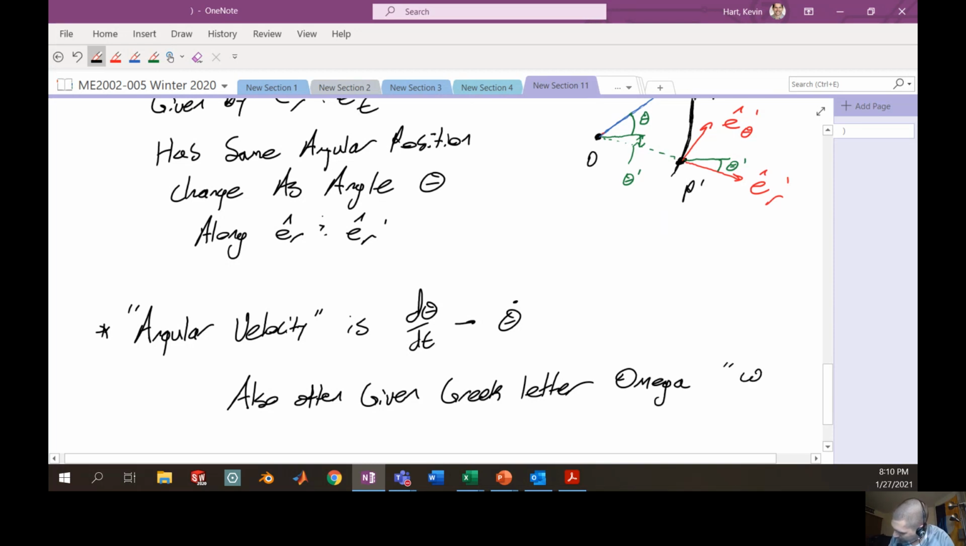This is the lowercase omega. All right, it's not W, this is omega.